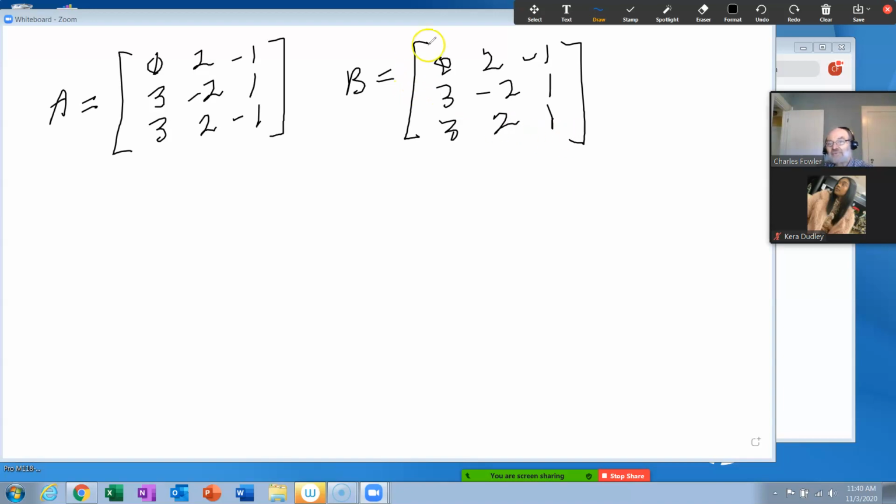And in this one, column 2 is an exact multiple of column 3. So therefore, the determinant of matrix A is going to be 0. And if the determinant of a matrix is 0, that matrix does not have an inverse. I don't know if we hit that yet, but we're going to.